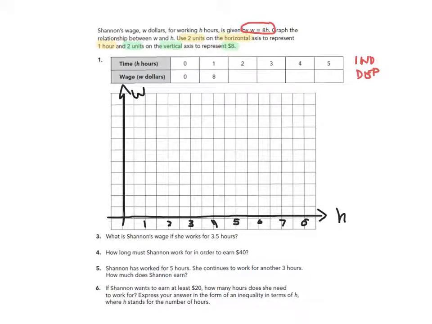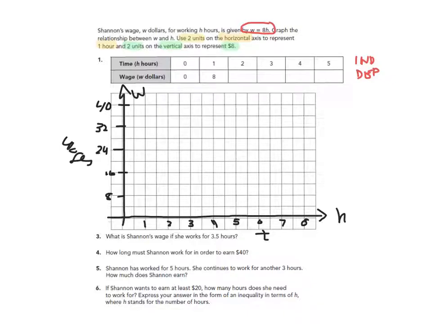And they say that every 2 on the other side should be 8. So this is 8, 16, 24, 32, and 40. And this represents time. This represents wages. I'm going to put the points on that I know.